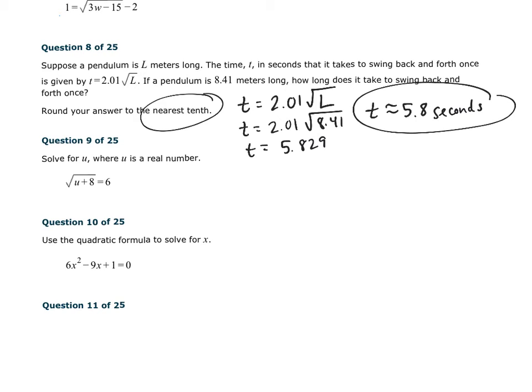All right, number 9, solve for u where u is a real number. Okay, so again, if you have a square root, you're going to square both sides. So u is going to be whatever you get when you subtract 36 by 8. So you would get 28 for that one.